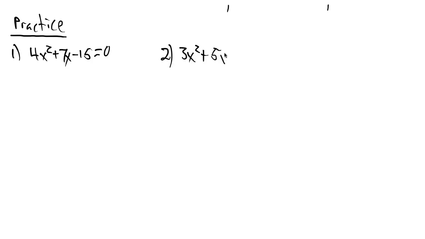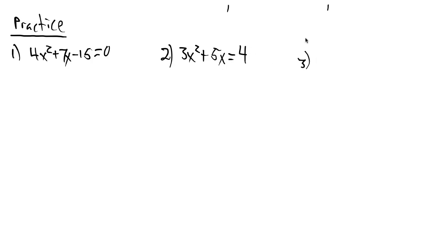So again, it's important that you do these, especially for this one, because you've got to make sure you know where there might be issues when you're actually doing the math. So the first one, you're going to solve using the quadratic formula, 4x squared plus 7x minus 15. And you're going to solve 3x squared plus 5x is equal to 4.